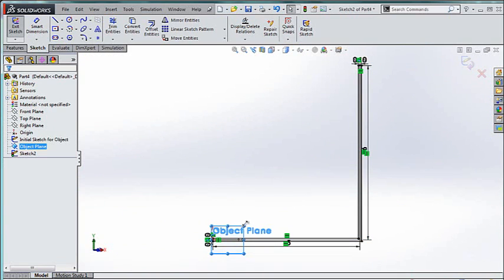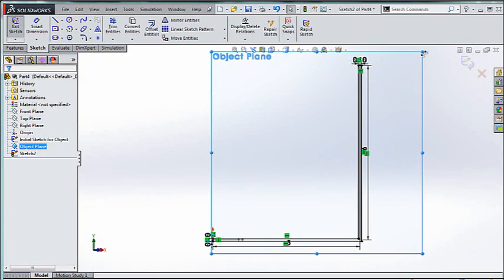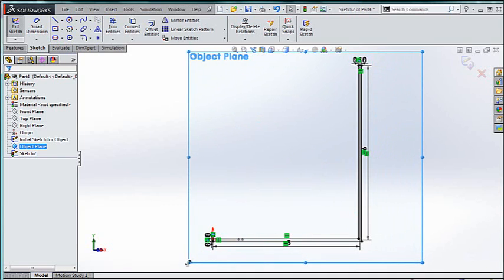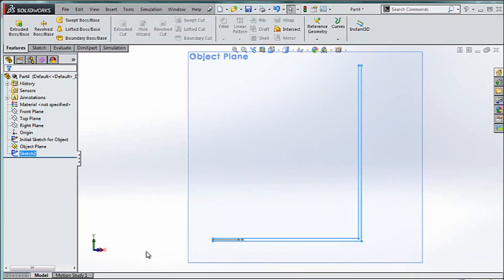My object plane is much smaller than it needs to be, but it doesn't matter because it still knows what the plane is. Now if I exit sketch, I should have a fully defined sketch. The reason that I calculated those midpoints is so that, how would I know if I'm going to make this one 5 or this one 5? If you can see where I'm highlighting, the bottom line 5 or the bottom line 5.